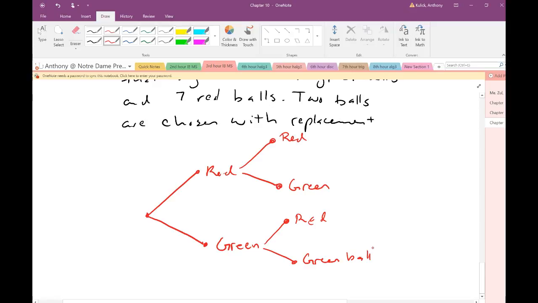Now, typically, we would include the probabilities of each of these draws. We typically write the probabilities on the line. So I know there are 7 red balls in the bag and 15 total. So the probability of picking a red ball would be 7 out of 15. Similarly, there are 8 green balls and 15 total, so the probability of drawing a green would be 8 out of 15. For our second choice, since we've put the ball back in the bag, the probability of drawing red is still 7 out of 15, and green is still 8 out of 15.